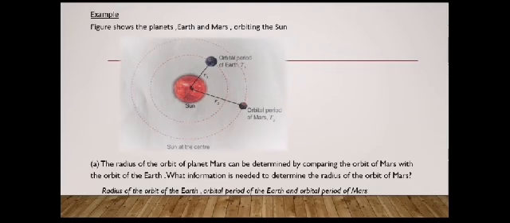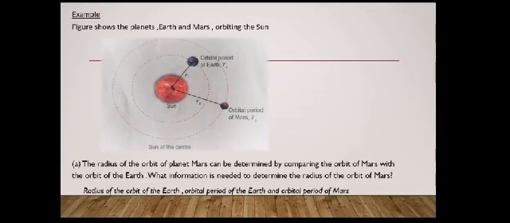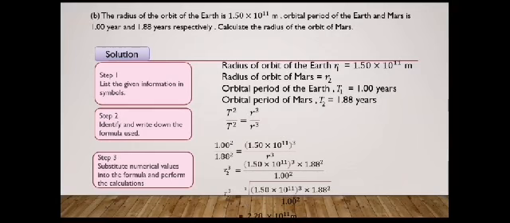Example: the figure shows the planets Earth and Mars orbiting the Sun. The radius of the orbit of Mars can be determined by comparing the orbit of Mars with the orbit of Earth. What information is needed to determine the radius of the orbit of Mars? The radius of the orbit of Earth, the orbital period of Earth, and the orbital period of Mars. The radius of the orbit of Earth is 1.50 times 10^11 m. The orbital periods of Earth and Mars are 1.00 years and 1.88 years respectively. Calculate the radius of the orbit of Mars.